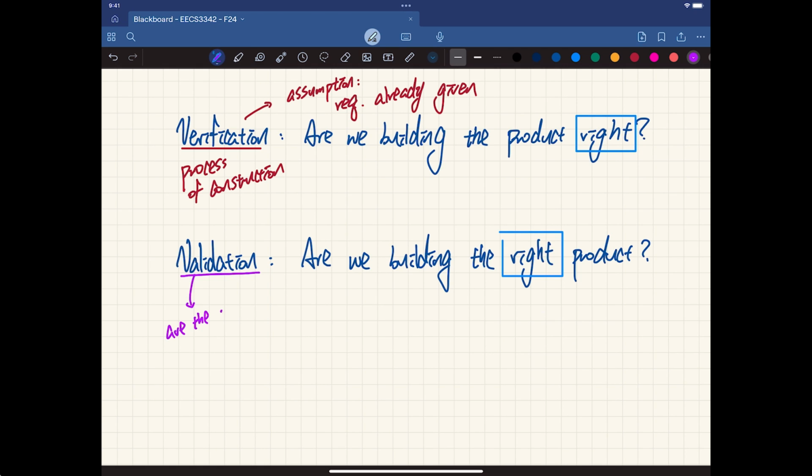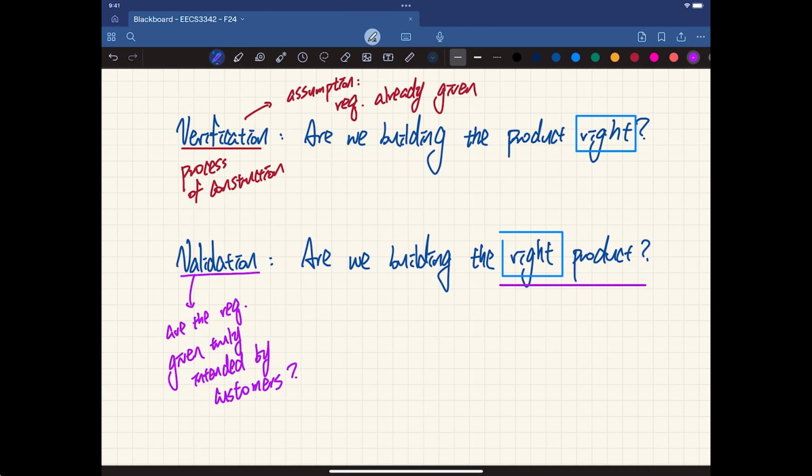Are the requirements given truly intended by the customers? That's why. Are we really building the right product? Let's say somehow you build a very nice dictionary, sorted from A to Z, but somehow it's no use because what the customer really intends will be sorted from Z to A.